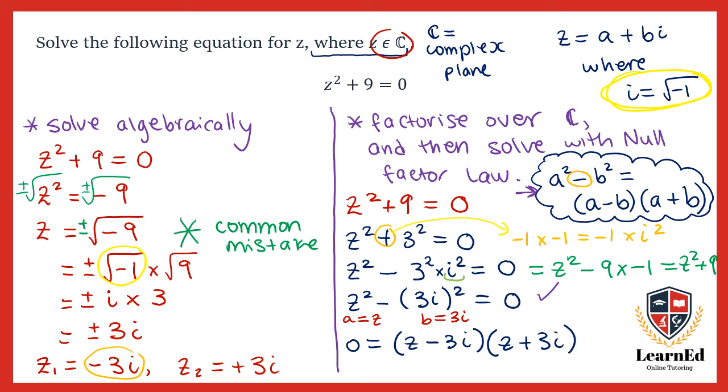Okay, awesome. So now we're at a very good point in our problem because all that's left is we've factorized over the complex numbers, and now all we have to do is solve with the null factor law. If you can remember, it just means equating each of the brackets to 0 and solving them separately.